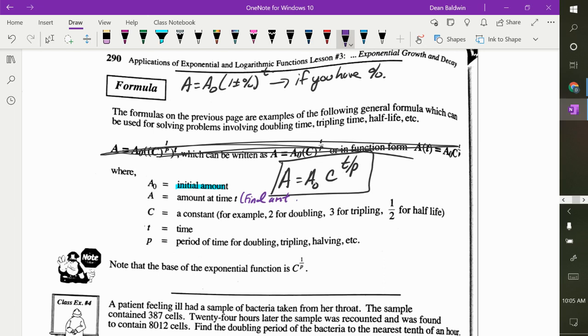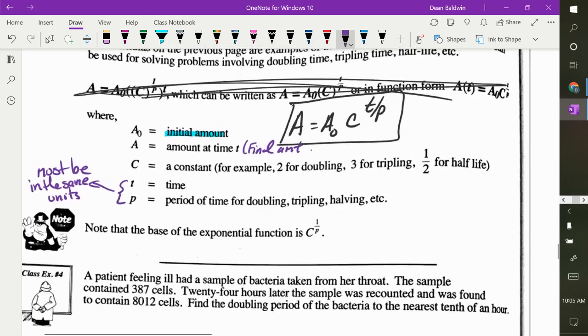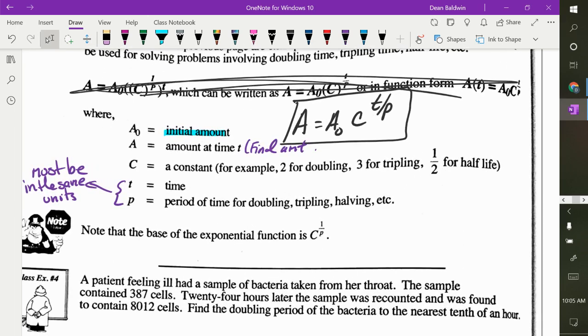Okay? These two, this is the trick. These two must be in the same units. So for example, you can't have your time in years and the time it takes to double or triple in minutes. That doesn't make any sense. Because they're being divided here, the units have to cancel. You can't have an exponent that has units. It has to just be a number. Now, C. C is the base. We know it's the base because it's tied to the exponent, right?